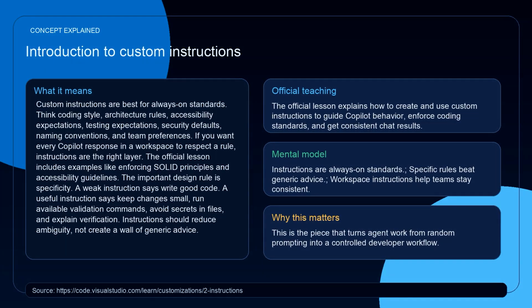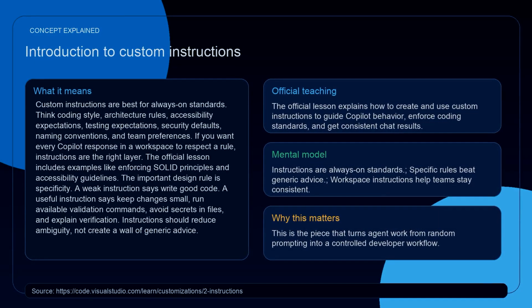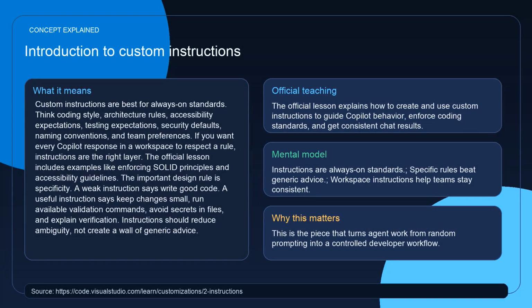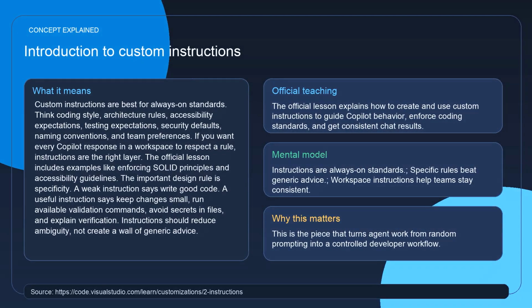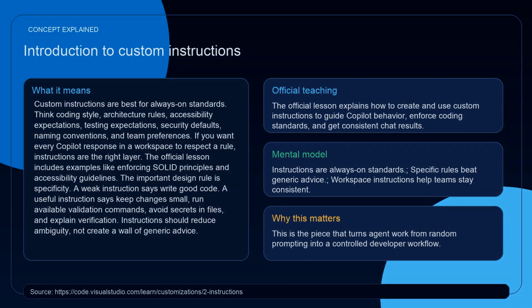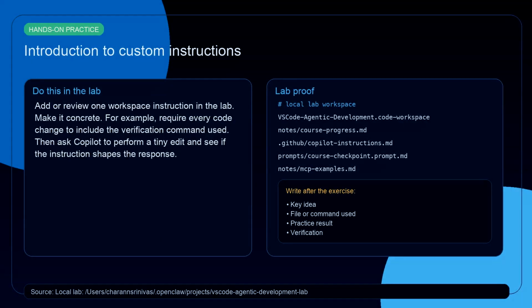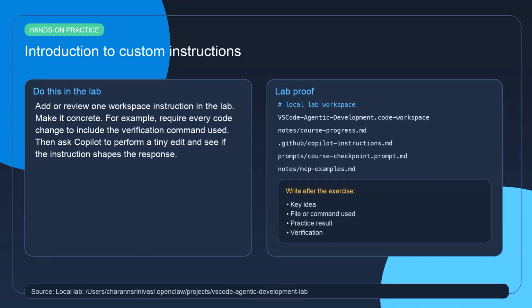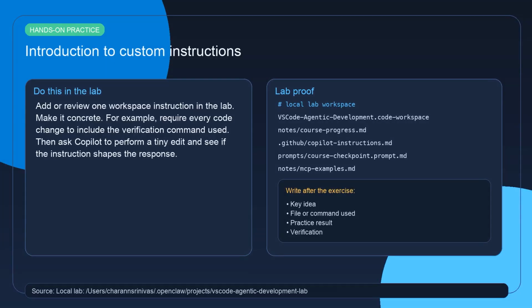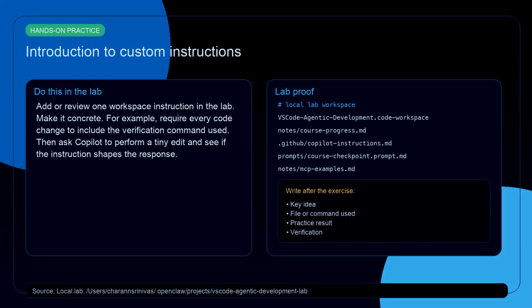The important design rule is specificity. A weak instruction says write good code. A useful instruction says keep changes small, run available validation commands, avoid secrets in files, and explain verification. Instructions should reduce ambiguity, not create a wall of generic advice.